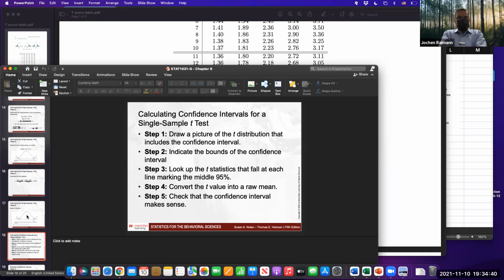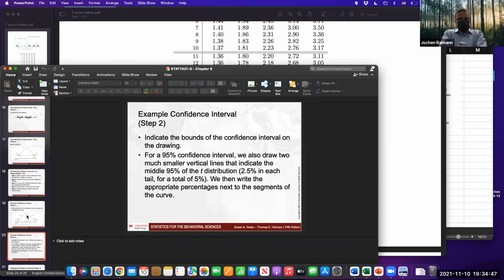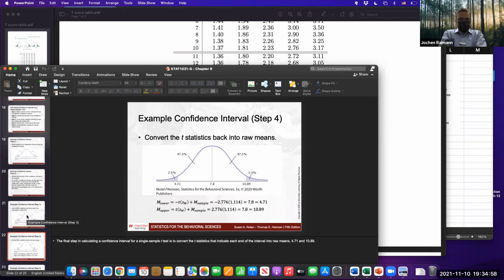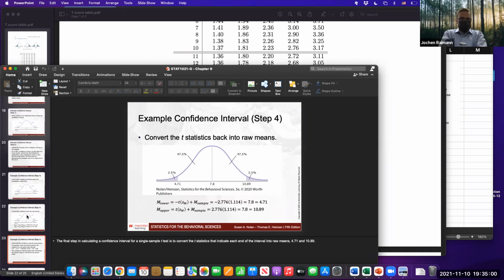These are the mistakes that, please don't do them. Okay, confidence interval, same story, we just did it. We just did the same thing, indicate them. 2.5 in each tail, we did that. Middle 95%. We did all of that. 4.71, 10.9, we did that.